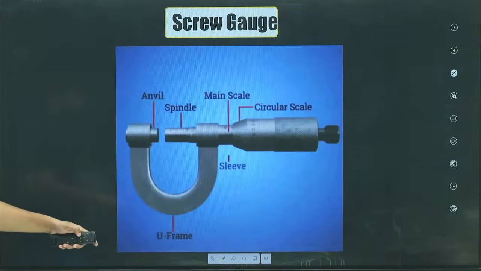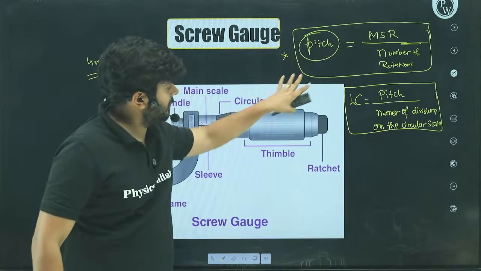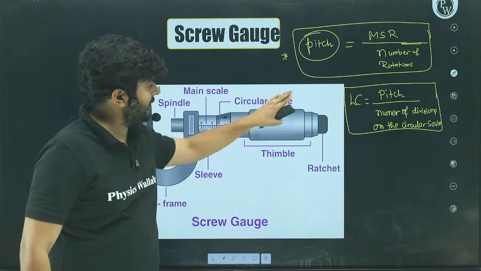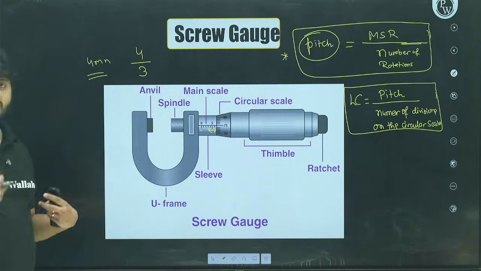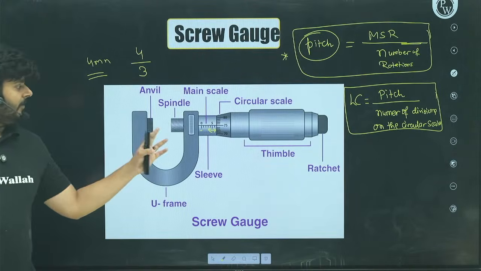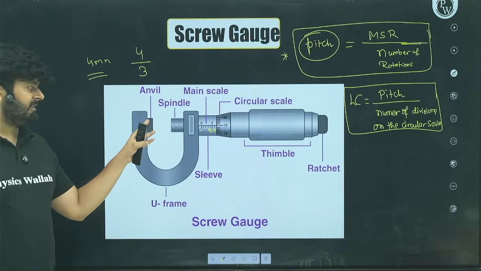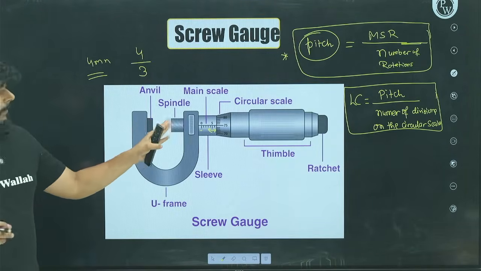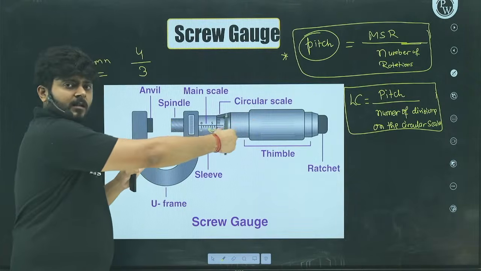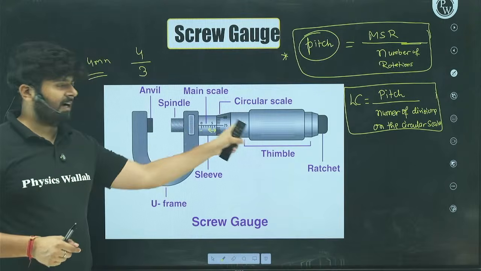So here it is. We have talked about the pitch of the screw gauge, and we have also talked about the least count of the screw gauge. Now we can talk about the total or final reading from the screw gauge. Whenever you insert an object between the two jaws of the screw gauge, you tighten it until there is a point after which you cannot tighten it further, then you start taking the reading.